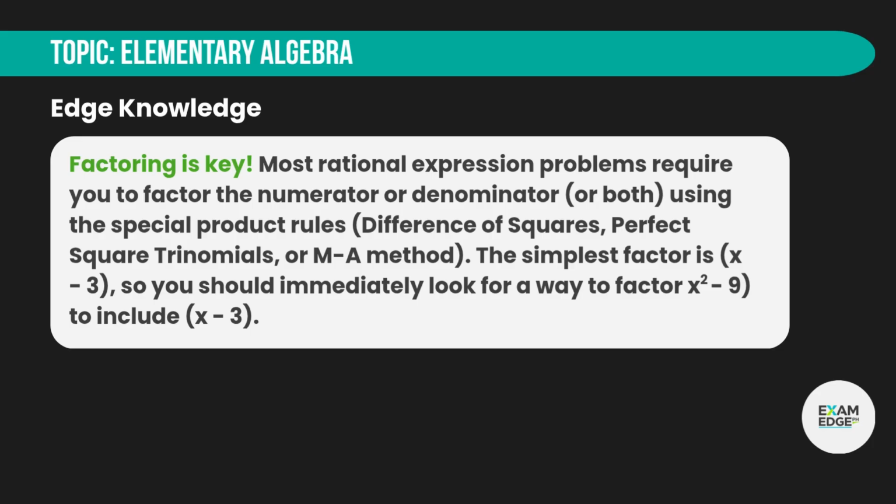Edge knowledge. Factoring is key. Most rational expression problems require you to factor the numerator or denominator, or both, using the special product rules: difference of squares, perfect square trinomials, or the MA method. The simplest factor is x minus 3, so you should immediately look for a way to factor x squared minus 9 to include x minus 3.